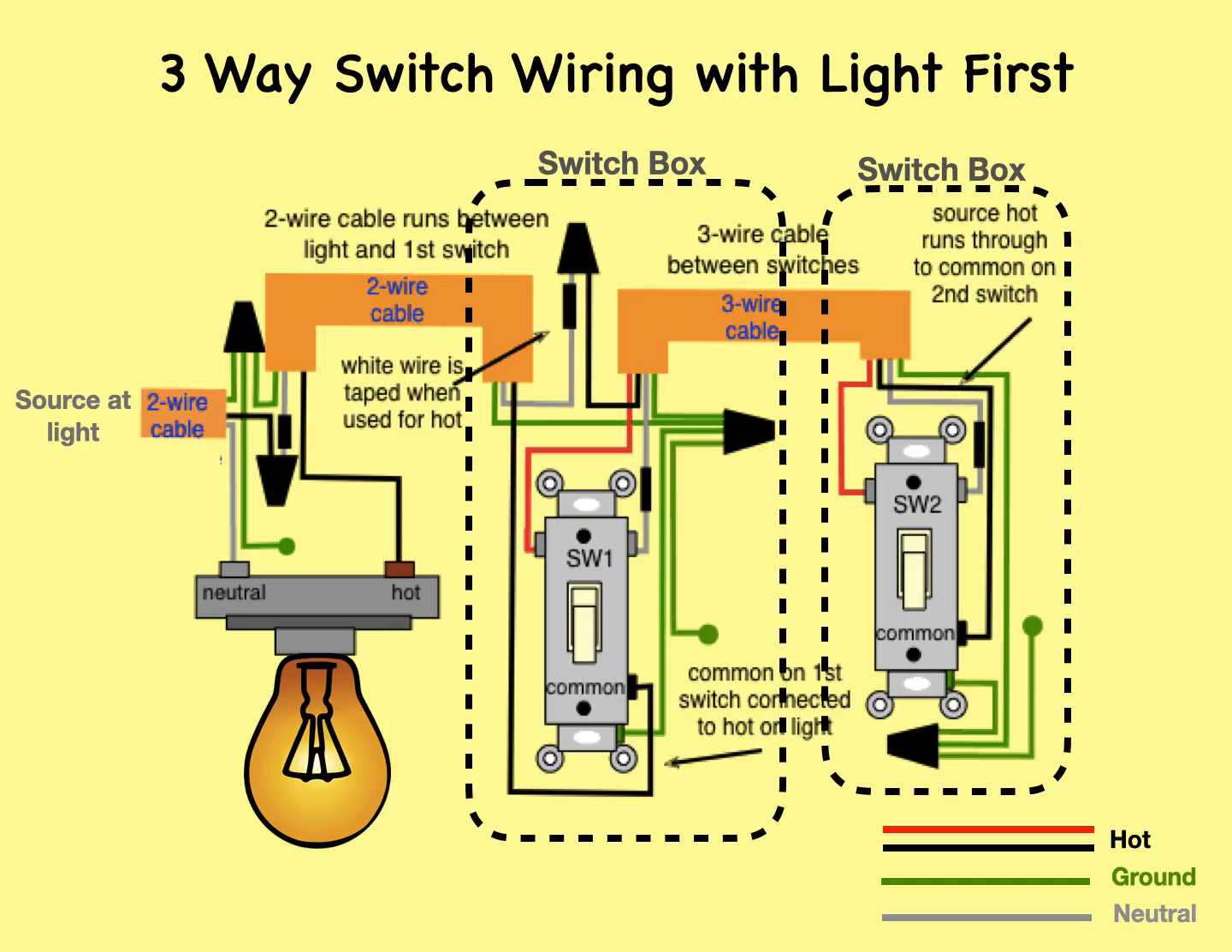Back at the light fixture, the hot terminal on the light is connected to the black wire running to the common terminal on switch number 1. At switch number 1, the red and white wires running to switch number 2 are used as travelers, connecting the traveler terminals between the two switches. Again, the white wire is marked with black on the ends to identify it as hot.